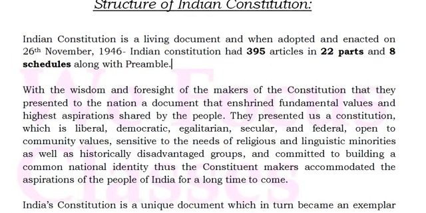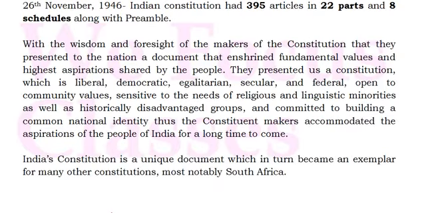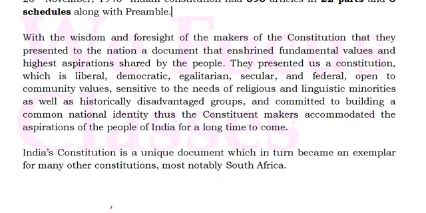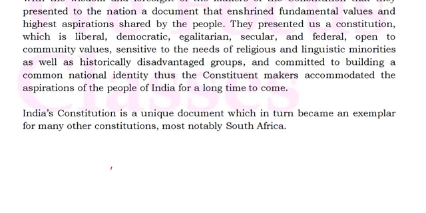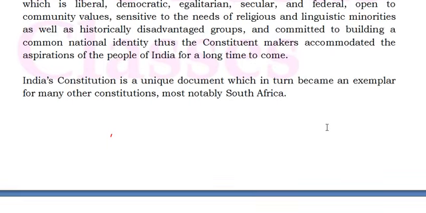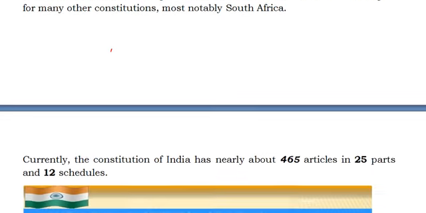So it was enacted in 1946. Now we are in 2015, and still we are following the same constitution, so you can imagine how strong the constitution is. It's a unique document which, in the contemporary period, has become an example for many nations. One example is South Africa, which has adopted the model of our constitution.